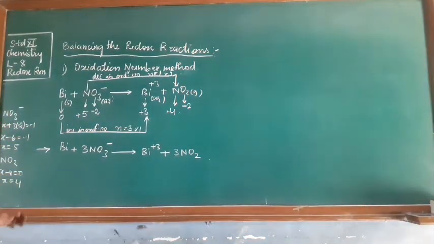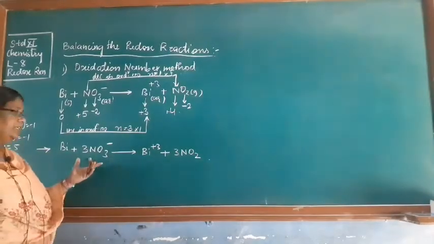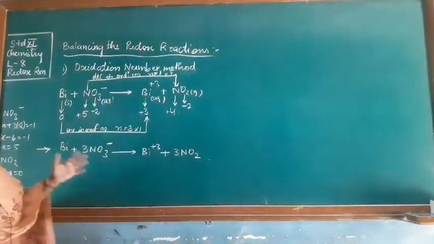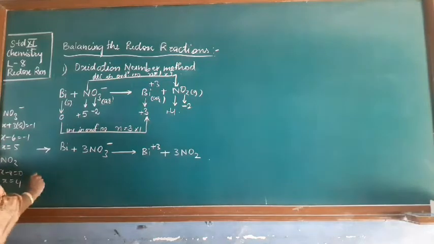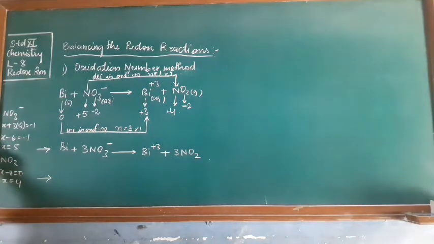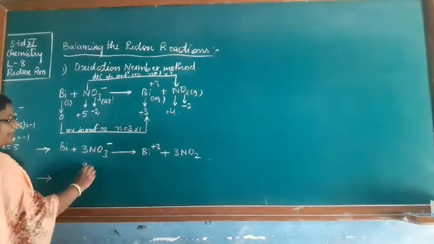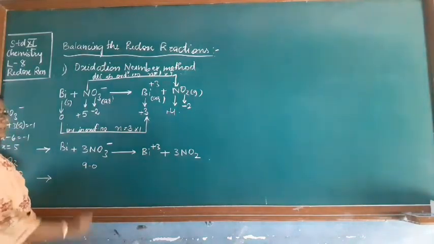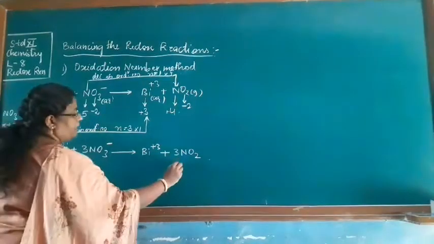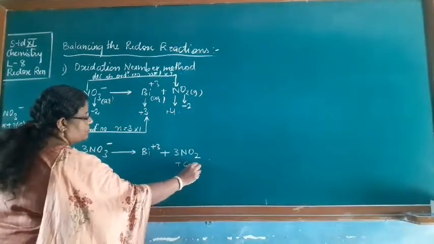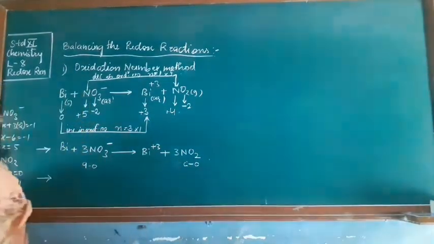Now, the next step is to balance the oxygen and the hydrogen. It is an acidic medium, so we will use H plus ions. Here how many oxygen atoms do I have? I have 9 oxygen atoms, 3 into 3, 9. Here how many do I have? 3 into 2, 6 oxygen atoms.